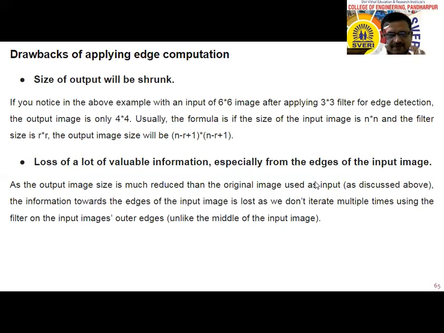Now drawbacks of applying edge computation. First, the size of the output will be shrunk. Shrunk means what? Decreases. If you notice in the above example, with an input of 6 by 6 image, after applying a 3 by 3 filter for edge detection, the output image is only 4 by 4. Usually the formula is, if the size of the input image is n by n and the filter size is r by r, the output image size will be n minus r plus 1 into n minus r plus 1.